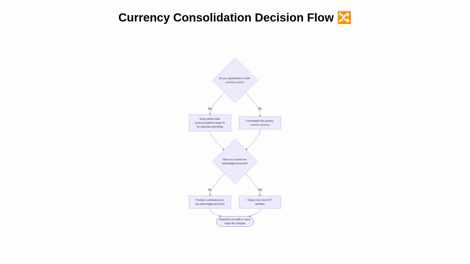This flowchart illustrates a practical decision process. First, ask whether you will realistically spend or retire across both currency zones. If yes, keep a defined percentage in the secondary currency based on expected spending. If no, consolidate into your primary income currency. Next, determine if you have maximized contributions to tax-advantaged accounts. If not, prioritize those because of tax benefits. If yes, proceed to deploy capital into your core ETF portfolio. Finally, reassess annually or whenever major life changes occur, such as relocation, new income sources, or changes in tax status.